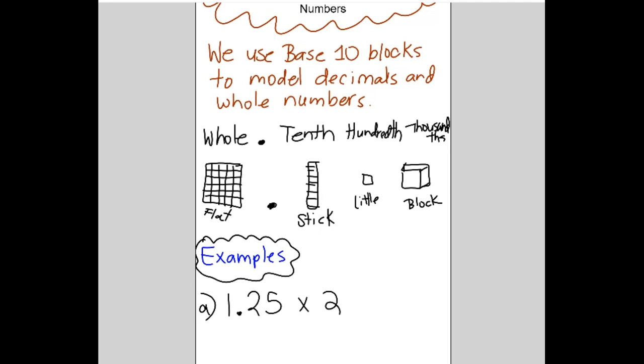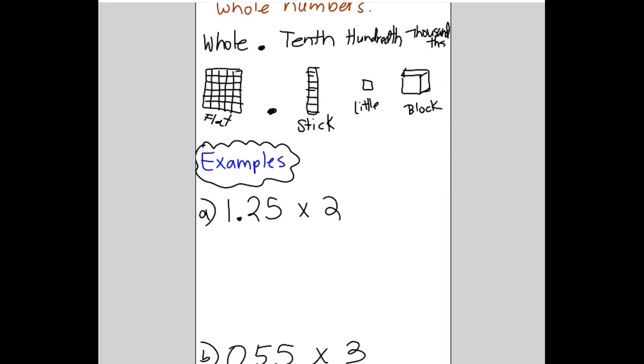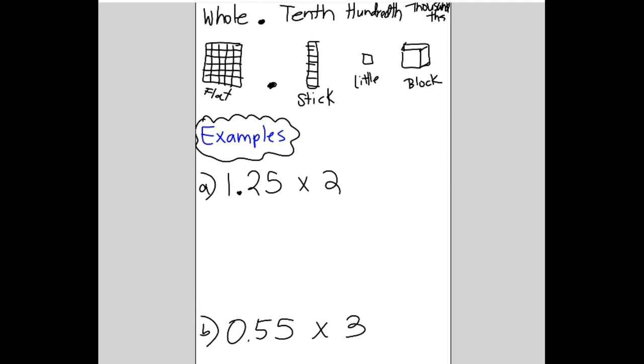Now let's get to our example. I'm going to use the pictures to go ahead and solve the problem. All right, going to our first example, it says 1.25 times 2. So 1 and 25 hundredths times 2. If I draw that out, my 1 is a flat, then I have my 2 tenths, and then I have my 5 littles, which look like mini flats.